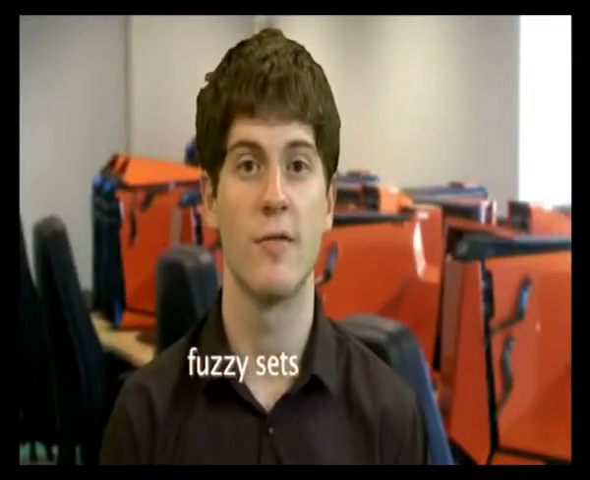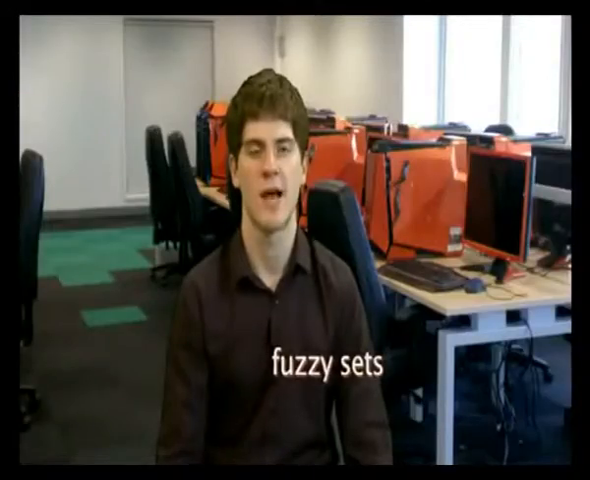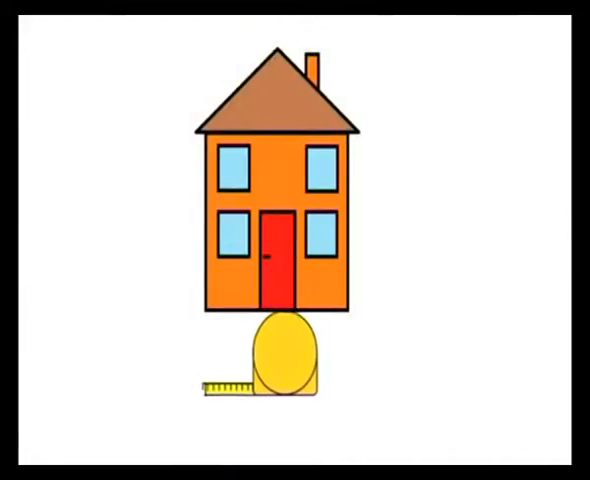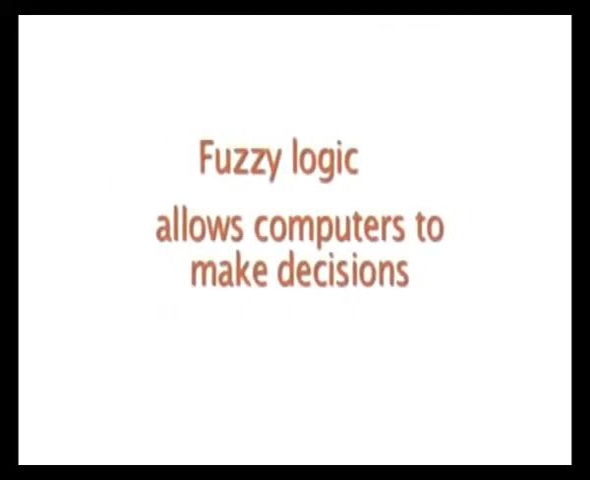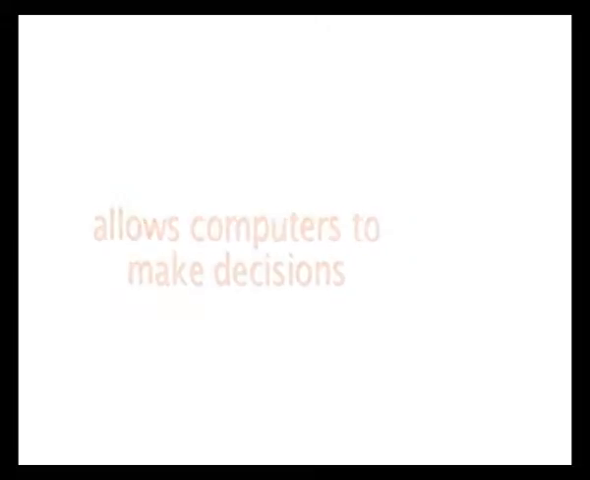Fuzzy logic relies on fuzzy sets. Fuzzy sets allow us to deal with situations that are not precise. For example, we may describe the weather as hot without using precise numbers, or describe a house as big without knowing its measurements. Fuzzy logic allows computers to make decisions using these imprecise quantities, working more like the human brain.